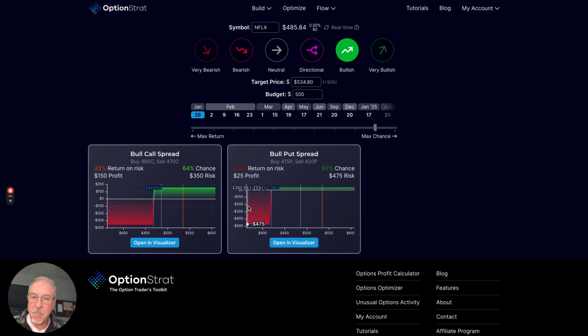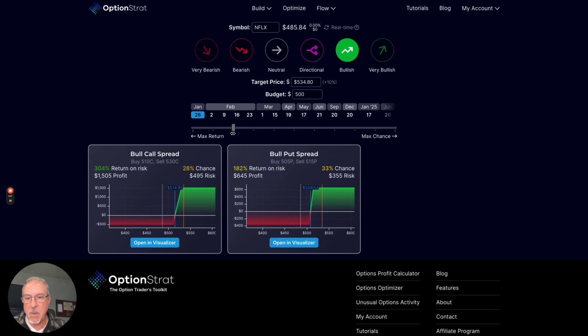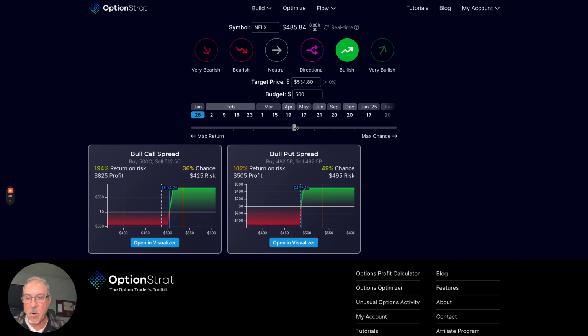And of course, that means that there's a higher percent chance that Netflix will be at or above that price at options expiration. Or I could say, you know what? I want the maximum amount of potential return. But obviously this is a much lower percent chance of getting that return. So I can play with that slider and slide that back and forth and have it show me what it thinks to be the best possibilities.